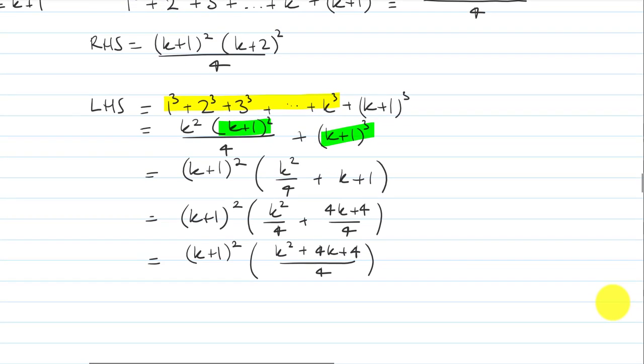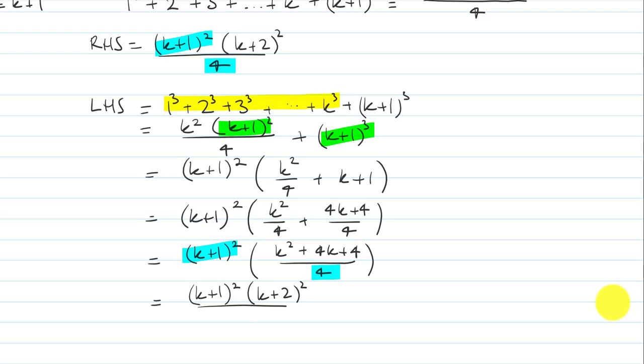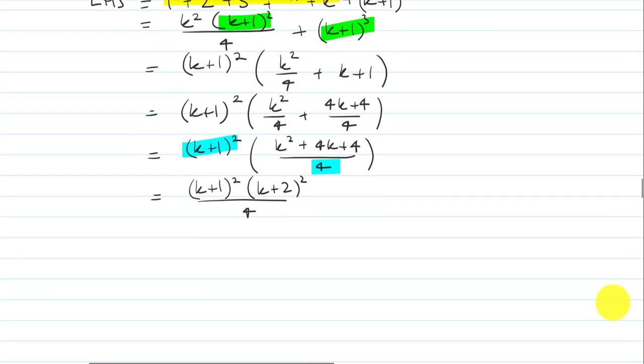Now keep in mind I've already got, and I'm going to do some highlighting here that you wouldn't normally do, I've got that, and I've got that. So this should be (k plus 2) squared. And if I look closely at it, it is. So I get (k plus 1) squared, (k plus 2) squared, all over 4. Which is what I expected. I could see that there in my right-hand side. And so now I can make the statement equals right-hand side.